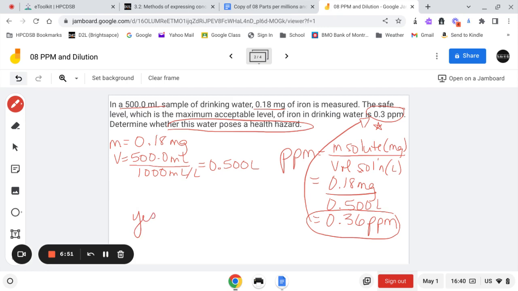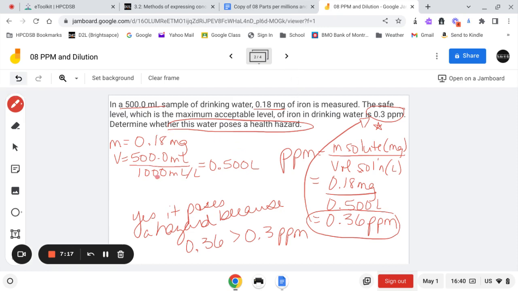So we're just going to write that down. So yes, it poses a hazard because 0.36 is greater than 0.3 parts per million. Okay, so there's more of that iron in the water sample than should be allowed.